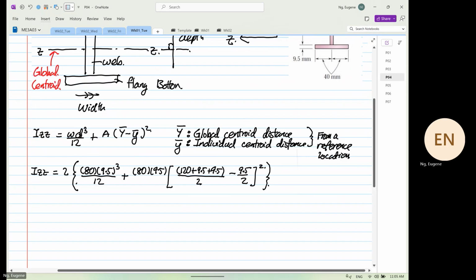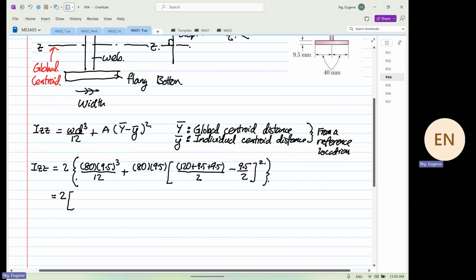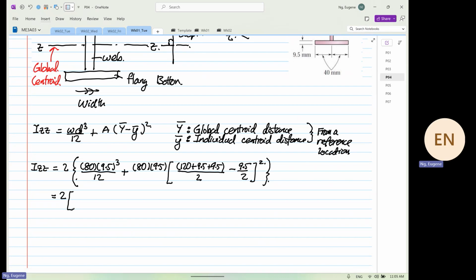So this will be equal to 2 multiplied by 80 times 9.5 to the power 3 divided by 12, plus (120 plus 9.5 plus 9.5 divided by 2 minus 9.5 divided by 2), squared the whole thing, times 80 times 9.5, is equal to 318.635 times 10 to the power 3.